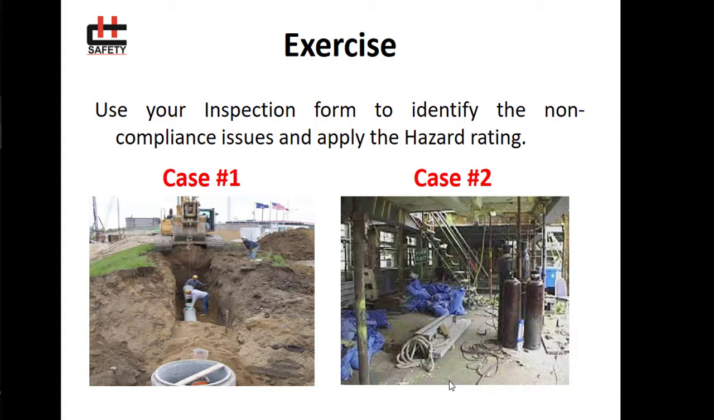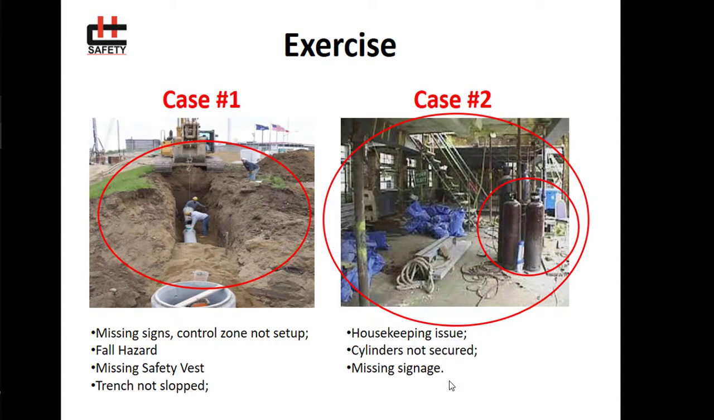Okay, time's up. Let's see what you come up with. In the case of number 1, we are missing signs, control zones are not set up, there's a fall hazard here with this worker, missing safety vests for those who are working inside the trench, and of course the trench doesn't look properly sloped. In case number 2, we have major housekeeping issues. These cylinders here are not properly secured, and of course we are missing signage.